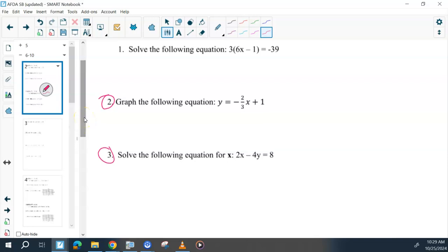With number 2, this was on your answer sheet. I forgot to put this up, so I'm just going to draw a rough draft of this graph. It may not be accurate. But on your graph, you would have started at 1. And then you could go in 2 directions, up 2 and left 3.